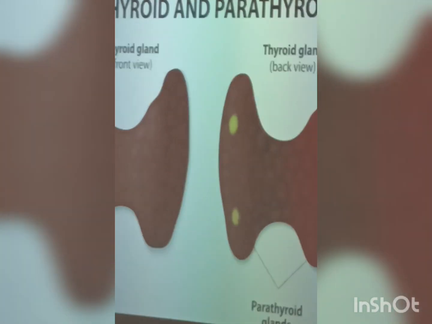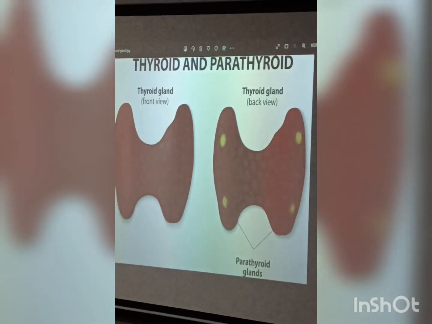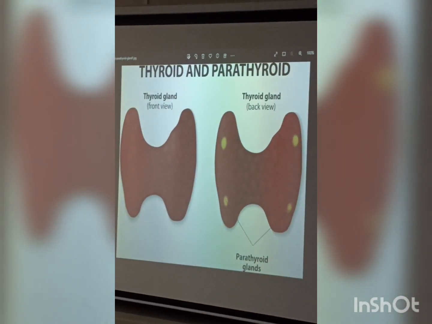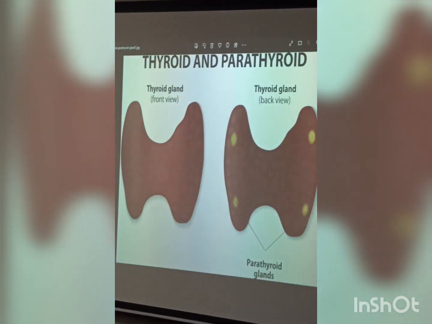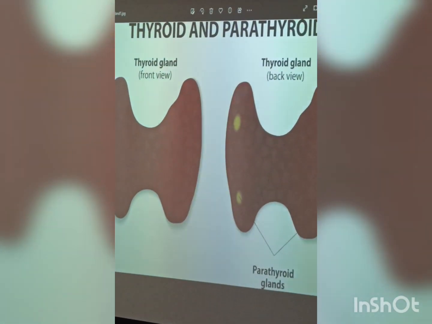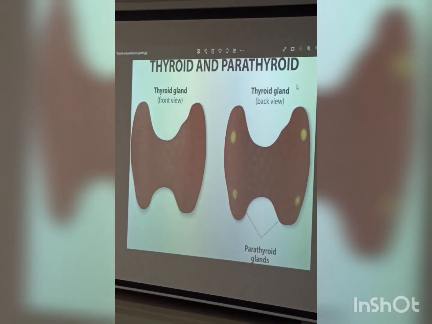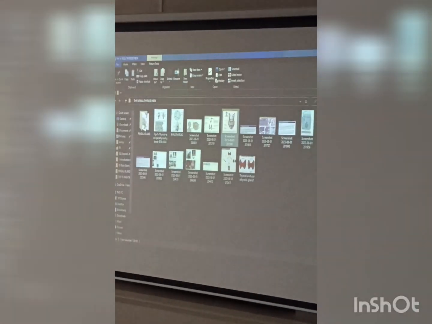These are again showing the anterior aspect of the thyroid, right? And the posterior, which is showing the four yellowish colored parathyroid glands. Now we have to see some other pictures.